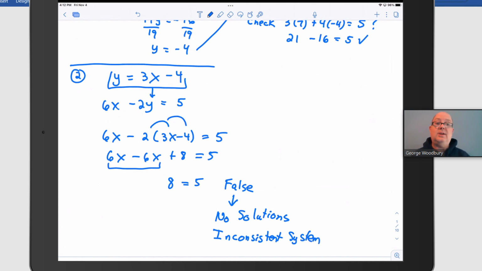Now, if we had 8 equals 8, that's true all the time, no matter what x and y are, and that would be the kind that's called dependent. We'll take a look at that type when we solve with our second method called the addition method or the elimination method, and we'll do that one in the next video.